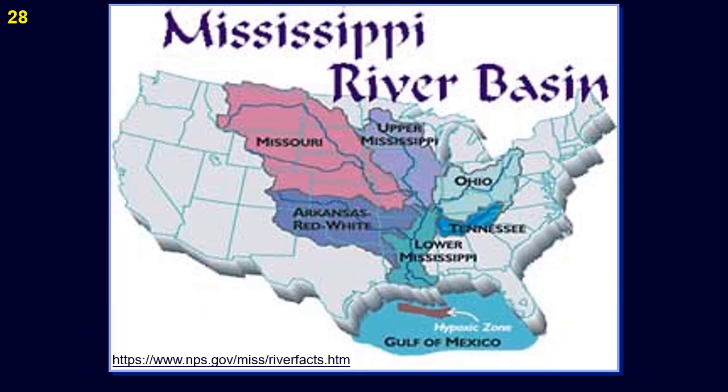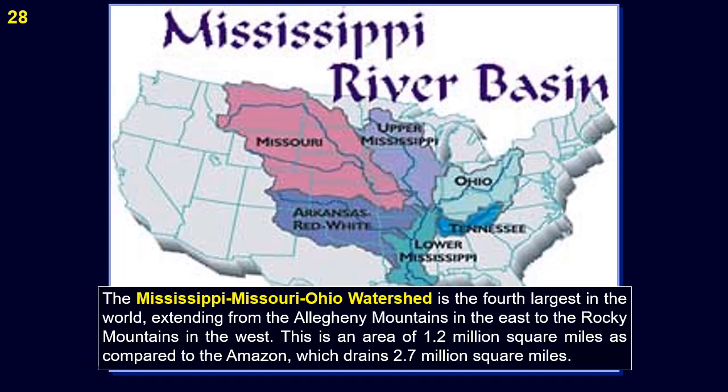This is about 40% of the continental U.S. The Mississippi-Missouri-Ohio watershed is the fourth largest in the world, extending from the Allegheny Mountains in the east to the Rocky Mountains in the west. This is an area of 1.2 million square miles as compared to the Amazon, which drains 2.7 million square miles.